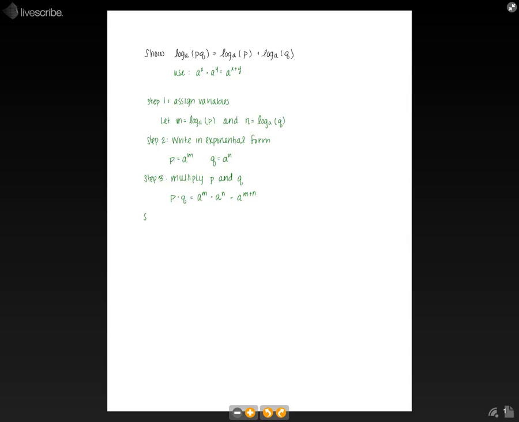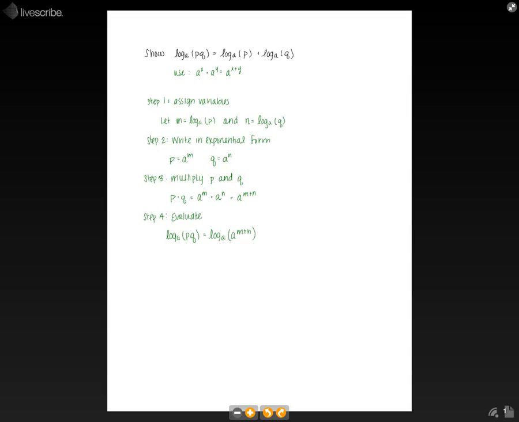Alright, so now we're ready to go back to our original problem, plug these in, and evaluate. So step 4 is going to be evaluate. Okay. So, we're going to take the log base a of p times q. That's equal to the log base a of a to the m plus n, based on what we said in step 3.